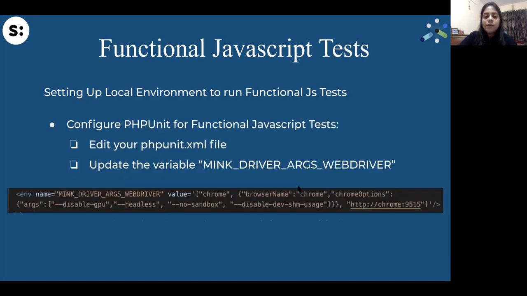Also, as we already did some configuration and setup before writing the tests on our local, where we included some configuration inside our phpunit.xml file, for functional JavaScript tests also you'll have to edit your phpunit.xml file and input the value of the main driver args WebDriver variable. If you don't input this value there, your functional JavaScript tests won't run. So this is important.